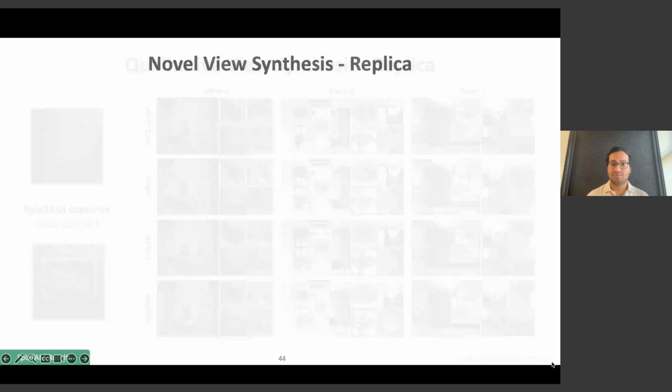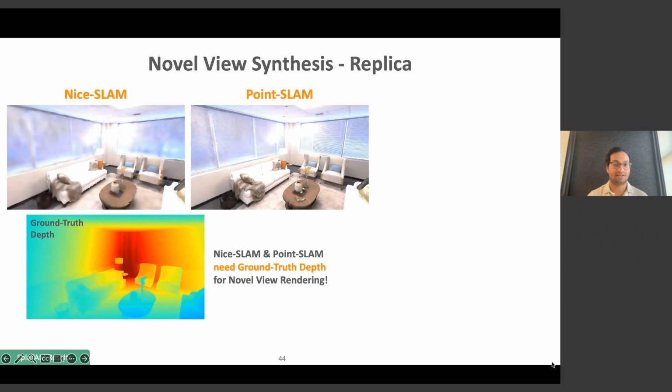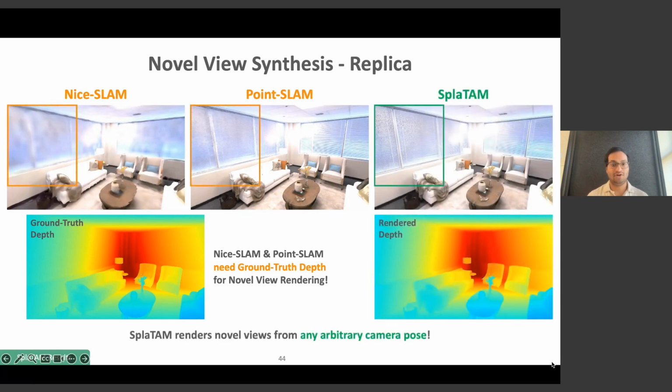And then another drawback of these NeRF-based SLAM methods is that you actually need to use ground truth depth to render from new views. So for example, let's say in an AR setup, once I reconstruct the scene, I have some geometry, and now from a new camera pose, I want to render this scene. These methods actually require you to know the depth from that new camera pose to enable you to render. While in SplaTAM, we don't need all of this stuff.